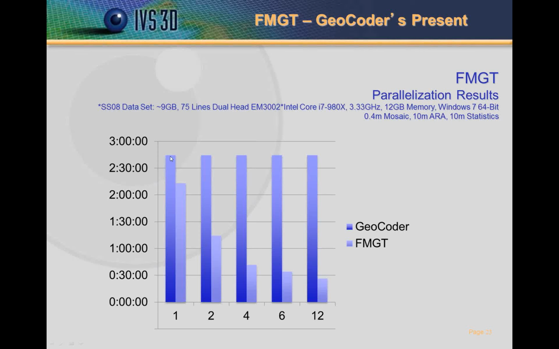Now, the old implementation, you'll notice, is flat, so over 2.5 hours to do that processing. And then as you add cores in GT and the new implementation, you're down under 30 minutes to crank through this data.